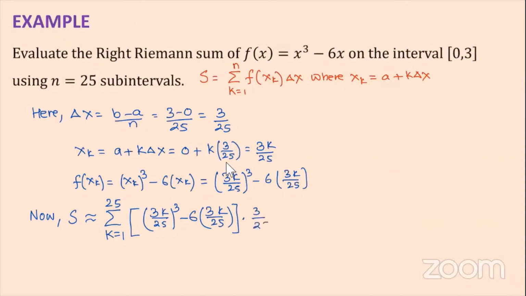3 over 25. So this will be equal to, if I use my calculator and simplify this, the result will be negative 6.1776. So that is the approximate value of the area. And since we are talking about the area, the negative sign indicates that the region is below the x-axis. That is the meaning of that.